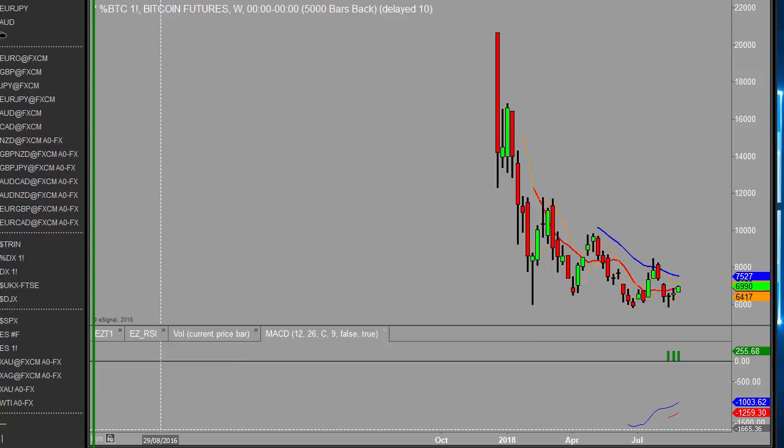Let's have a look from a weekly point of view here. And well, the bigger picture here, this is looking at the futures contracts. So it's the futures contracts of Bitcoin, not the cash market.